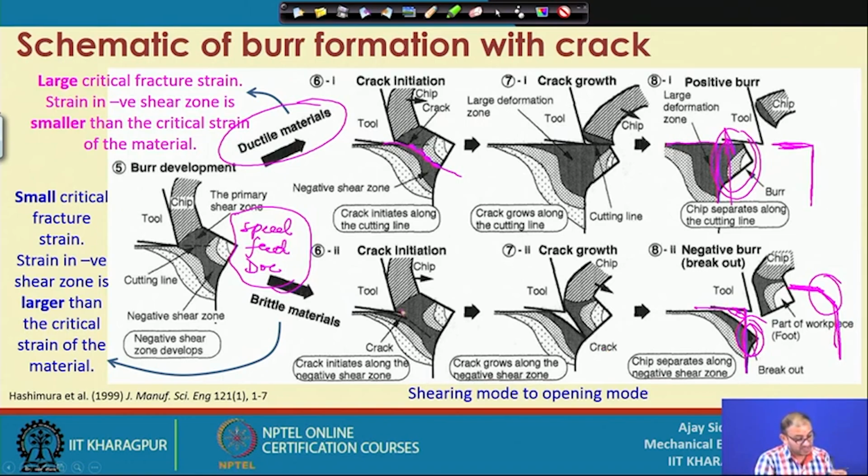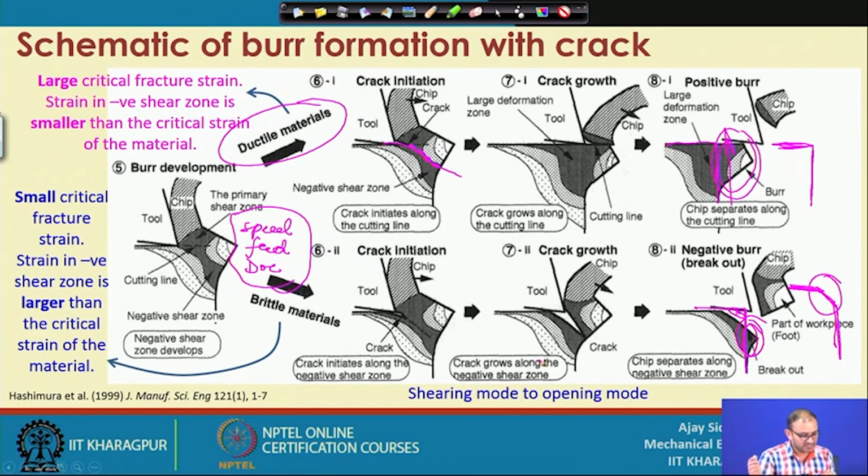So whatever we are showing here is a very, very generic idea, and it should not be copied or understood as applying to a different material, because we know that if you change the material property, this particular mechanism will change depending on the conditions of the machining operation.